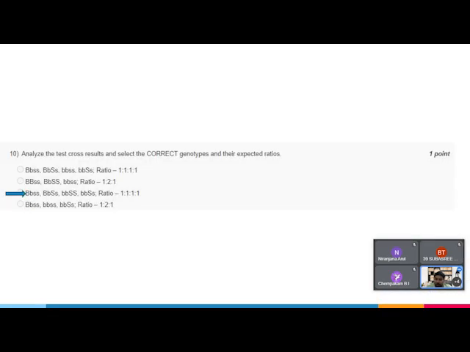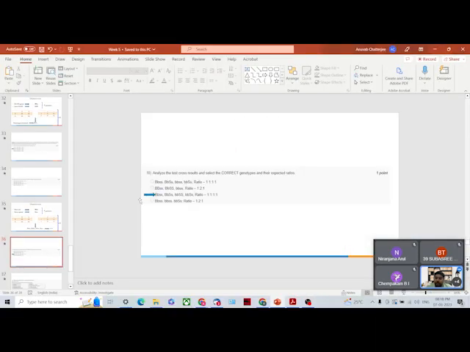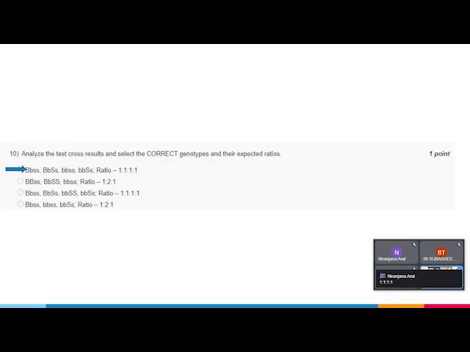Capital B. So this is essentially option E, that is the correct one. Niranjana says that the phenotypic ratio is also 1 is to 1 is to 1 is to 1. Anyone else wants to try? What do you think is the phenotypic ratio?